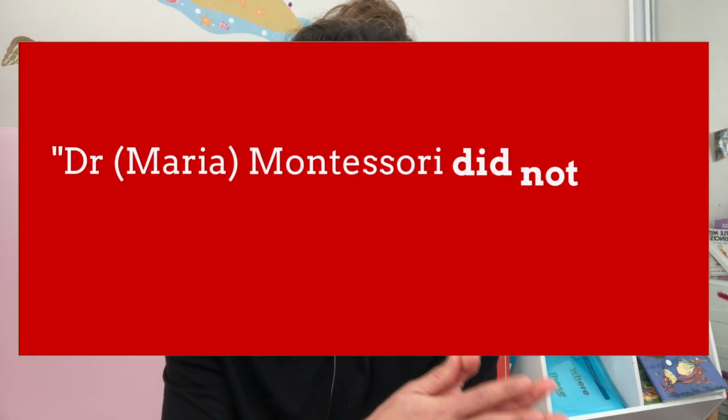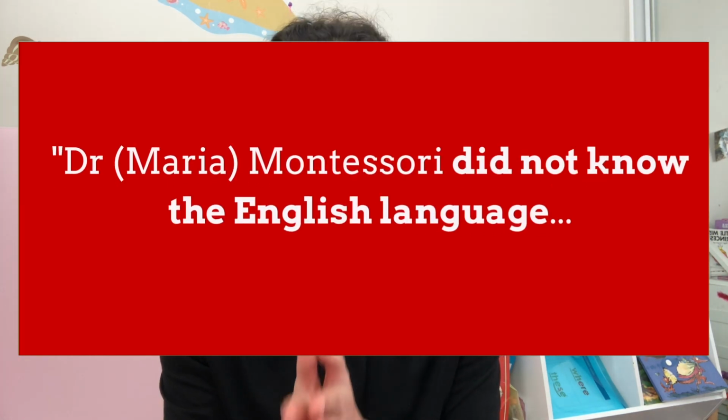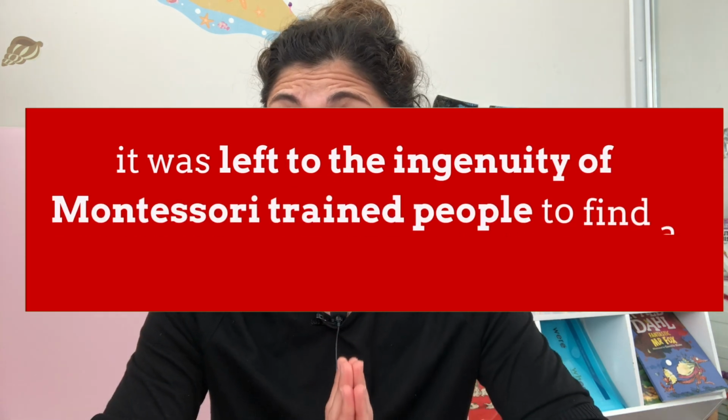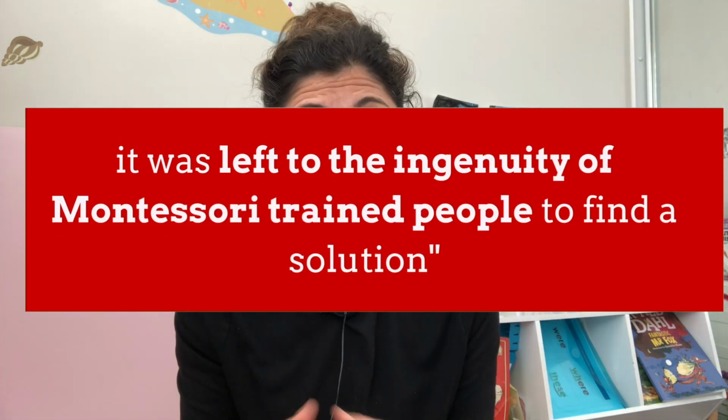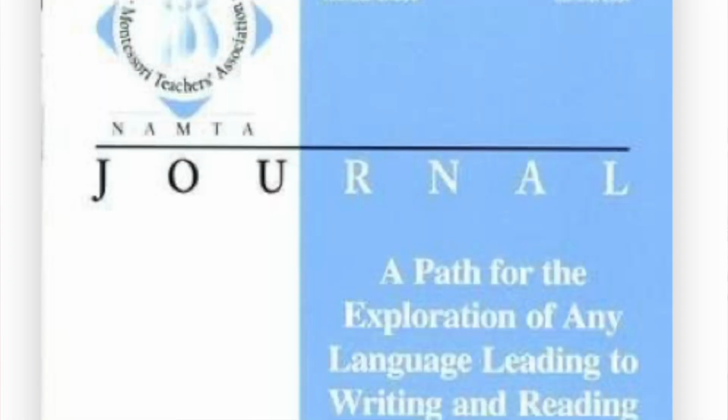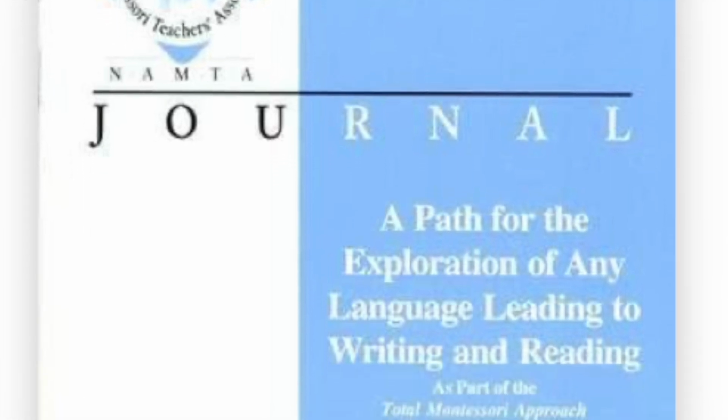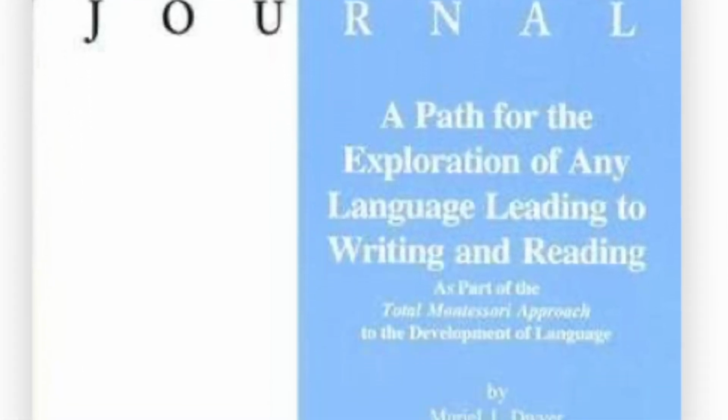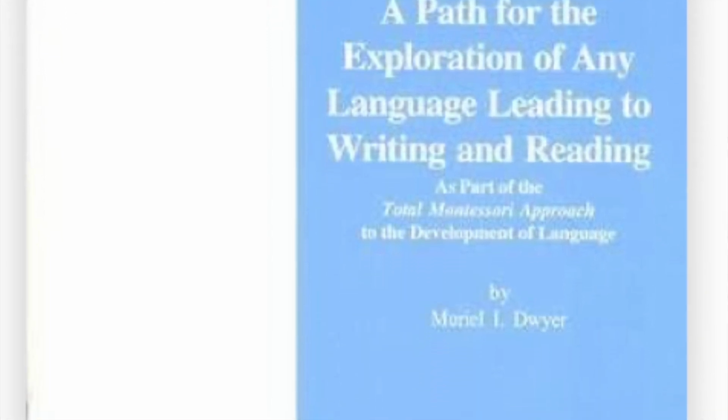In fact, apparently her son Mario Montessori said, "Dr. Montessori did not know the English language. It was left to the ingenuity of Montessori-trained people to find a solution." So the English-speaking world had to find a solution to fill the gaps. Most of the solutions I think that are used right now were proposed by a teacher called Muriel Dwyer. This system is explained in the book A Path for the Exploration of Any Language Leading to Writing and Reading, which probably would be your go-to guide for teaching reading in English according to Montessori principles.